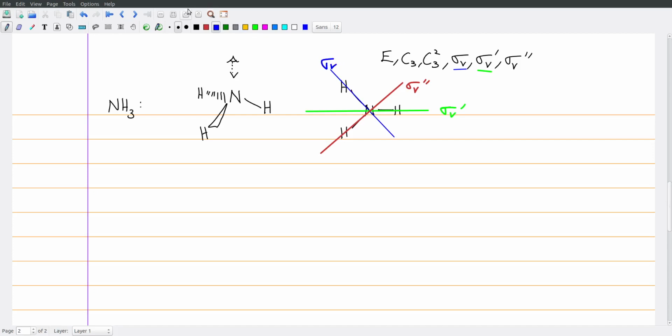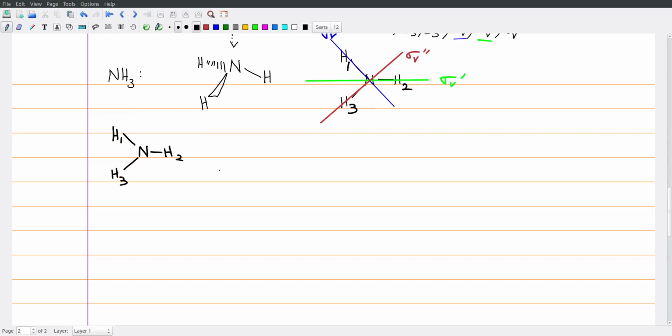And I label the hydrogens as 1, 2 and 3. It's always in the clockwise direction. You start from the top and move clockwise and label them as H1, H2 and H3. For the sake of clarity, I'll draw it once again here. Please remember, always start labeling from the top. Now I have to do this similarity transformation by all other elements.